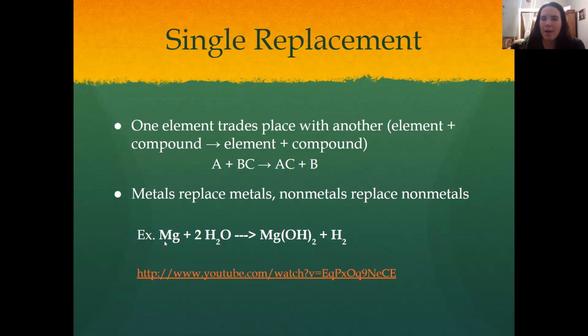Now, when we have the plus signs, it doesn't matter if we flip-flop these. So it could be element plus compound or compound plus element. As long as the formulas are correct, it doesn't matter where we put these ones between the plus sign. So element, 1 capital letter, compound, 2 or more capital letters.